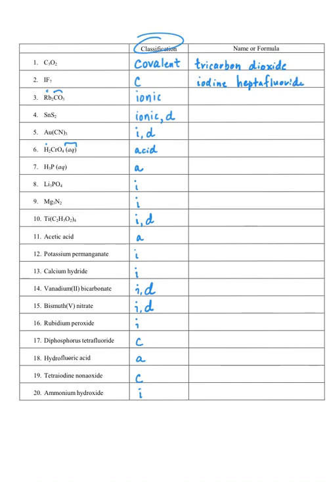For ionic compounds, we name by saying the name of the cation and then the name of the anion. The name of the cation is rubidium. The name of the anion is carbonate. That whole cluster of CO3 with a 2- charge is a polyatomic anion.